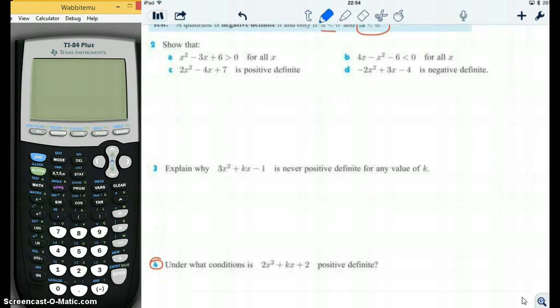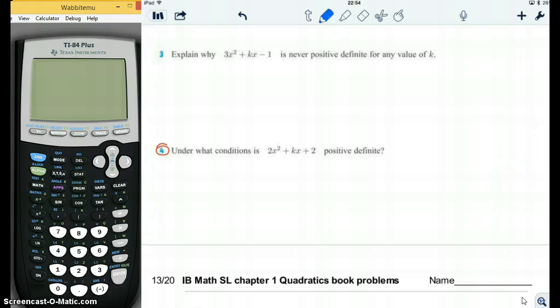Okay, now let's do a problem. Under what conditions is 2x squared plus kx plus 2 positive definite? Well, things are positive definite if the discriminant is less than 0, and that's enough. And now that's how we know it's definite. Positive definite, a has to be greater than 0 also. Okay, so let's make sure that a is greater than 0 and the discriminant is less than 0.